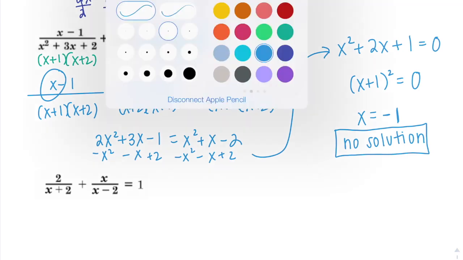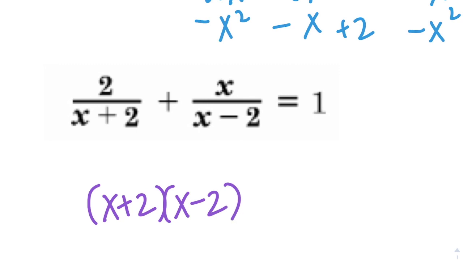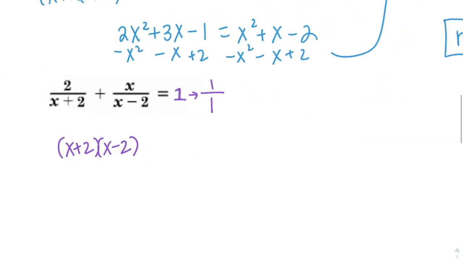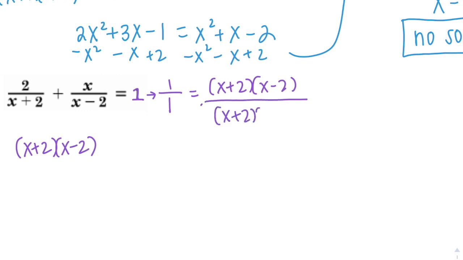Okay, taking a look at this next one, I need a common denominator. I have x plus 2 and x minus 2, so I'm going to make that common denominator x plus 2 times x minus 2. So for my 1, remember, 1 is the same thing as 1 over 1. So I just need the same thing in the numerator and the denominator. I'm just going to change that to x plus 2 times x minus 2 over x plus 2 times x minus 2. I'm just using my common denominator.